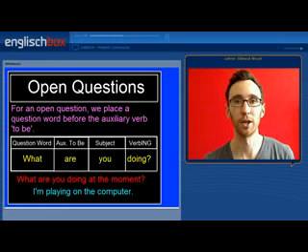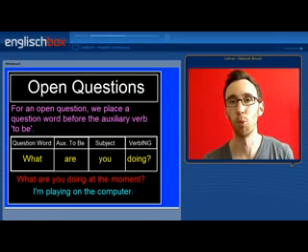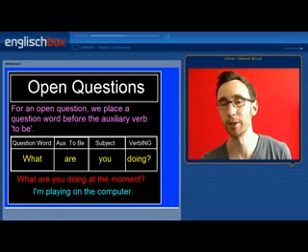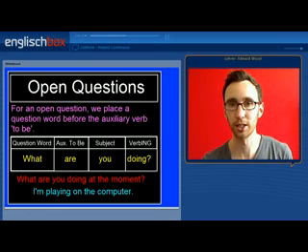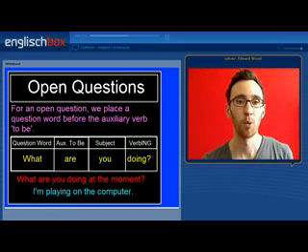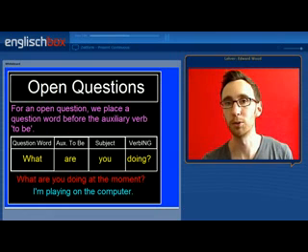For an open question in the present continuous, you simply place a question word before the auxiliary verb. So what are you doing? For example, what is a question word, are is the conjugated verb to be, you the subject, and doing the verb in ing. So we have an example at the bottom of the page. What are you doing at the moment? I'm playing on the computer.